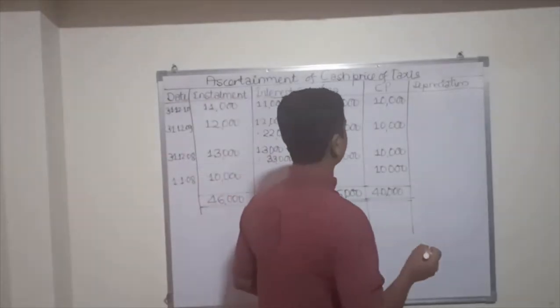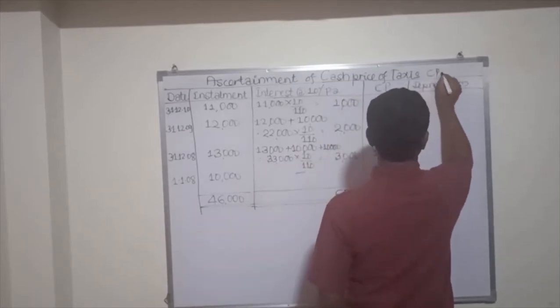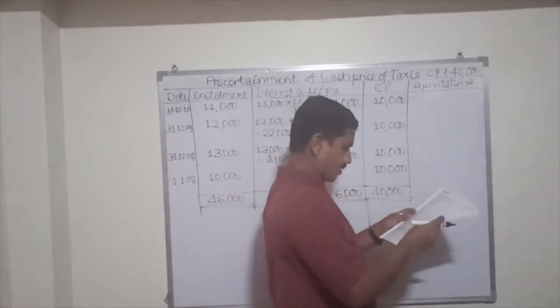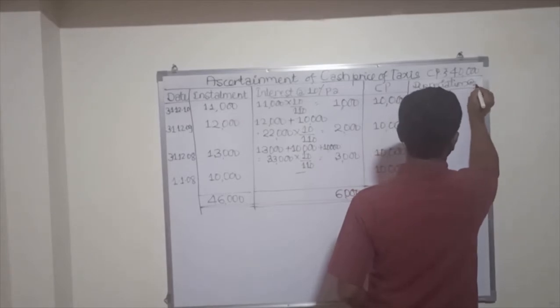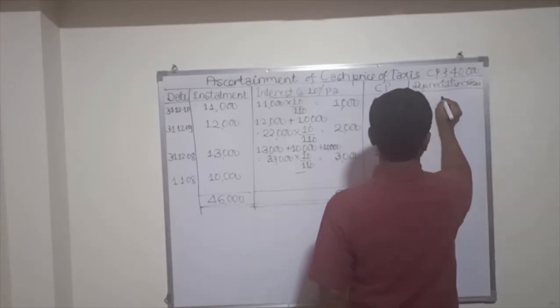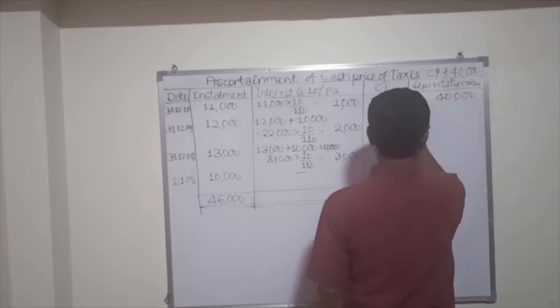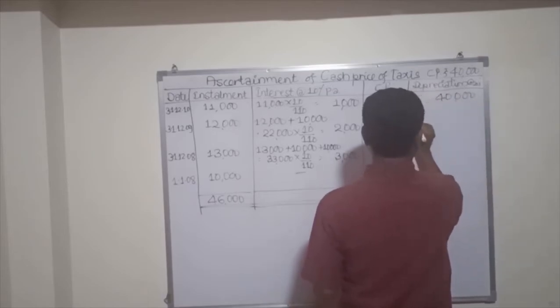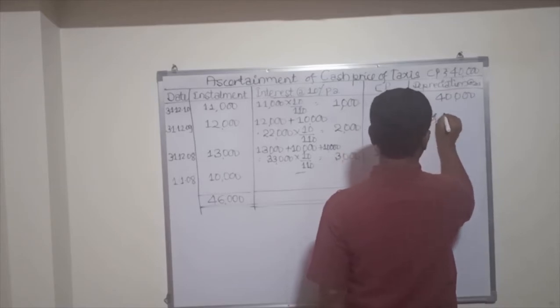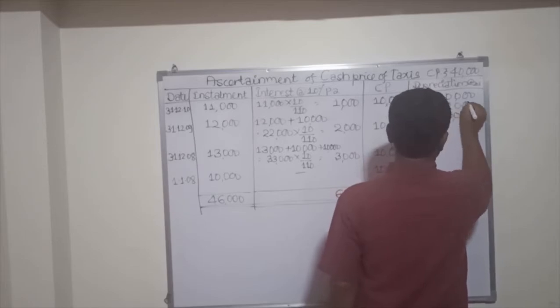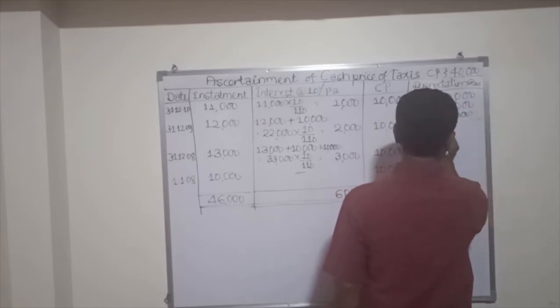So now we should calculate depreciation here. We have got the cash price of rupees 40,000. The rate of depreciation is 20%, which is given in the problem, on the diminishing balance method. So first year, 20% of rupees 40,000 comes to rupees 8,000 here. When you subtract, it is 32,000.